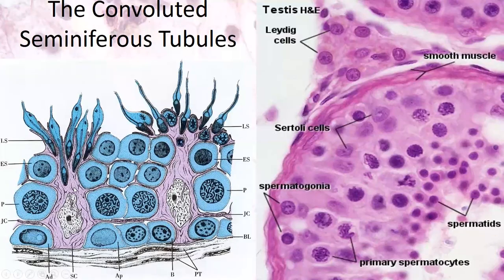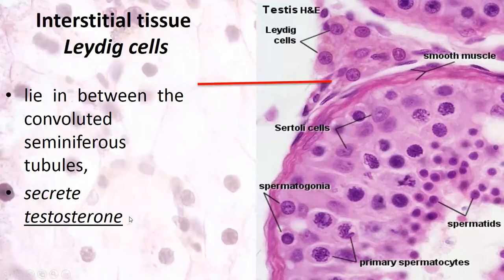And here we can see also Sertoli cells, and they form this blood-testis barrier. They are the most important cells which form this barrier. And also another function of testis, it's endocrine function, and it's provided by Leydig cells.